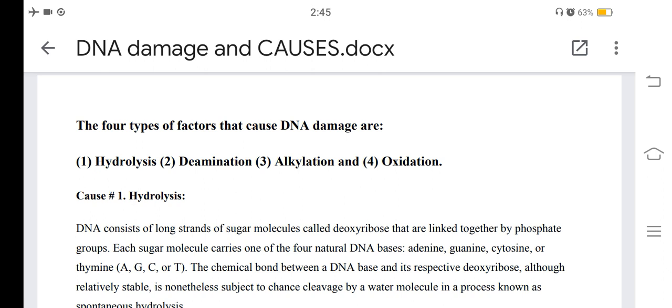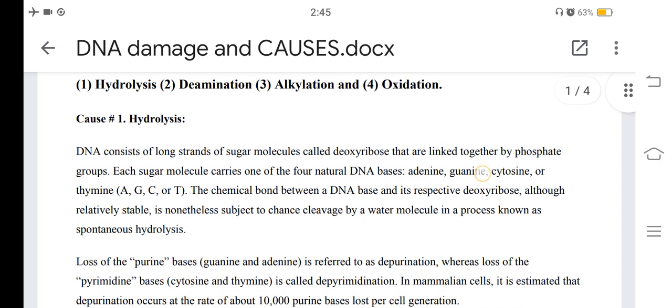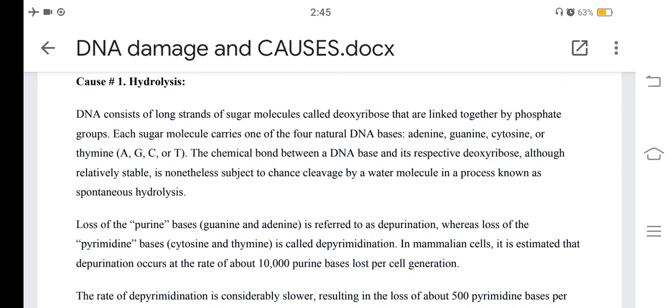Each sugar molecule carries one of the four natural DNA bases: adenine, guanine, cytosine, or thymine, A, G, C, or T. The chemical bond between the DNA base and its respective deoxyribose, although relatively stable, is nonetheless subject to chance cleavage by a water molecule in a process known as spontaneous hydrolysis.